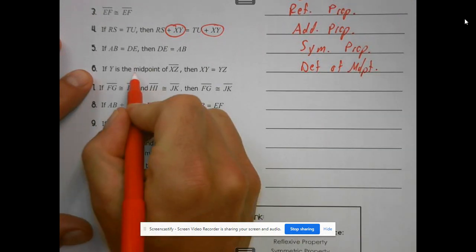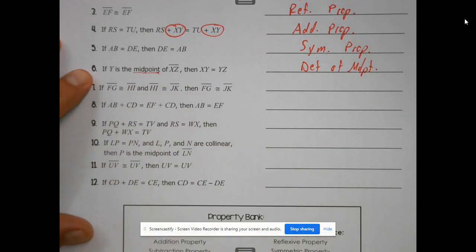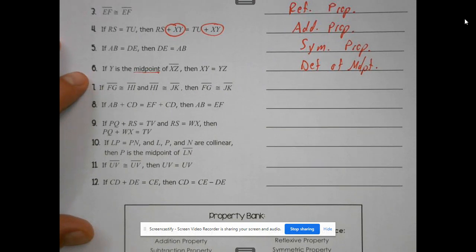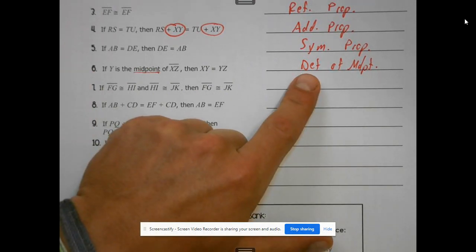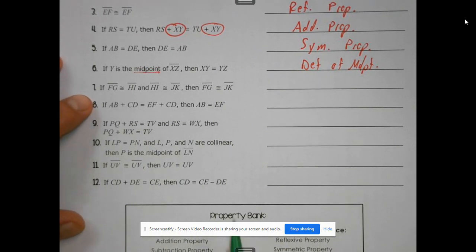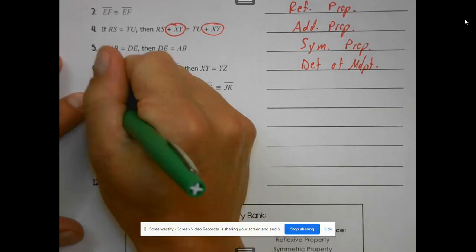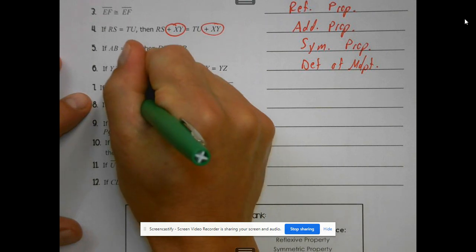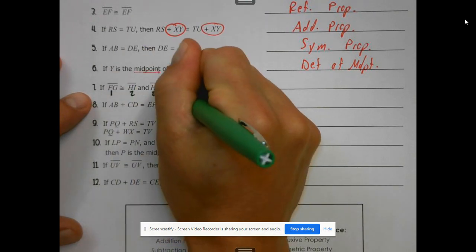If you ever see this word in your questions or on the homework or on a quiz, nine times out of ten, the reason is going to be definition of a midpoint. All right, get your colors out. Number 7, I'm going to call FG 1, HI 2, and JK 3.